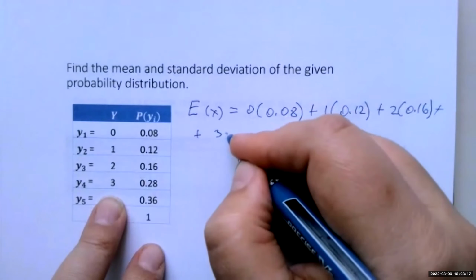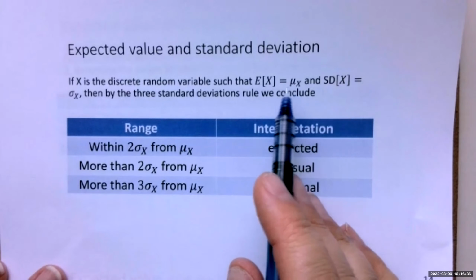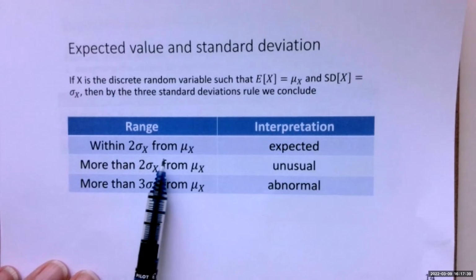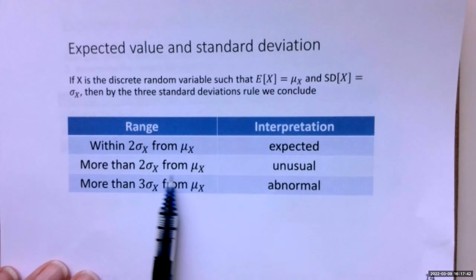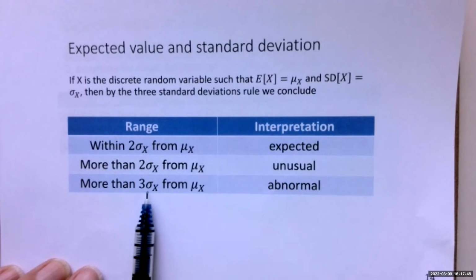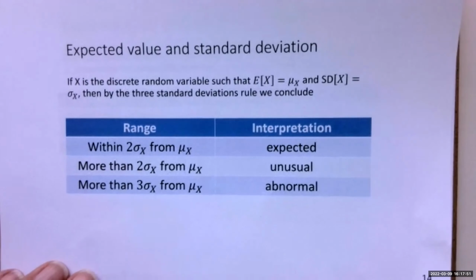1.281. Okay, let's recall our rules for expected, unusual, and abnormal values. If our expected value or the mean is given, and the standard deviation is also given, then all the expected values are going to be within 2 standard deviations from the mean. Unusual values are more than 2 standard deviations from the mean, and the abnormal values are going to be more than 3 standard deviations away.